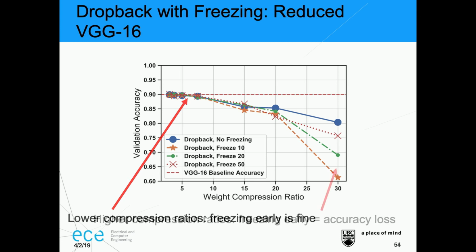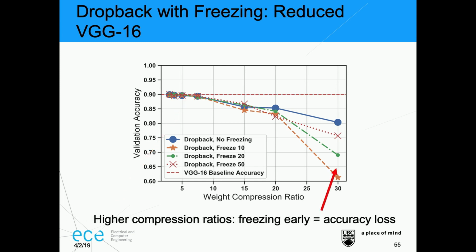However, the story changes at high compression ratios. Freezing early results in a pretty significant drop in accuracy. Again, that makes sense. Now we have a much harder problem selecting those parameters that are going to be in that, say, 500K or 1 million parameter track set. It's really important to get exactly the right parameters. So you don't really want to freeze in this case, or you want to freeze at epoch 100 or 200 instead of epoch 5 out of 300.